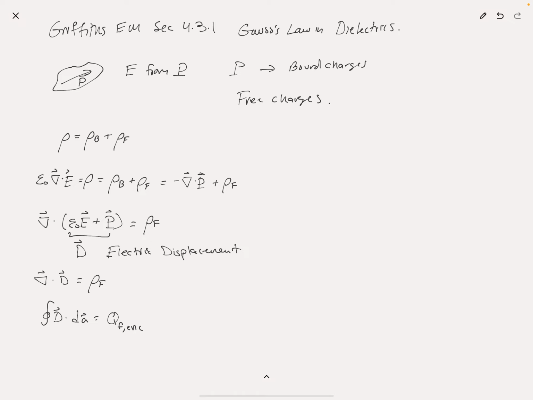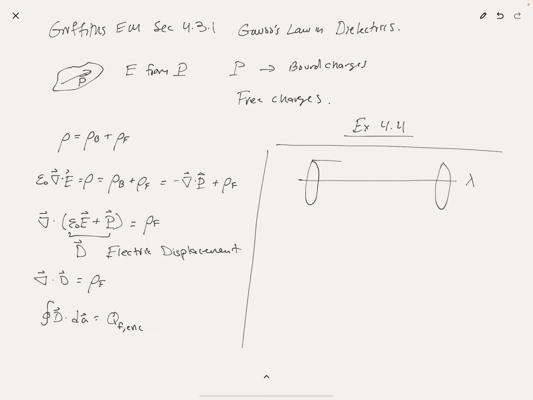This looks a lot like Gauss's law, right? So let's go ahead and apply that. So I can do example 4.4. I have an infinitely long wire of linear charge density lambda. That wire is surrounded by some dielectric with radius A. And I want to find the electric displacement.